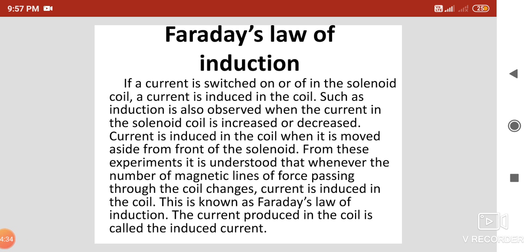Let us see now Faraday's law of induction. Whenever the number of magnetic lines of force passing through a coil changes, a current is induced in the coil. It means whenever the magnet is moved around the coil or the coil is moved around the magnet, the magnetic lines of force change, and because of that current is induced in the coil. This is known as Faraday's law of induction, and the current produced in the coil is called induced current.